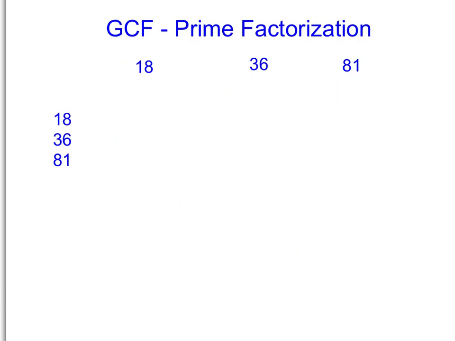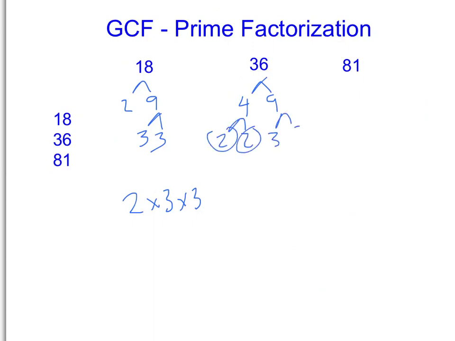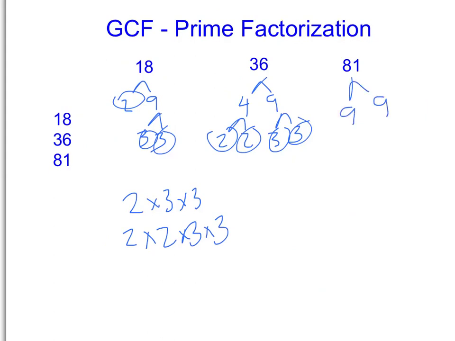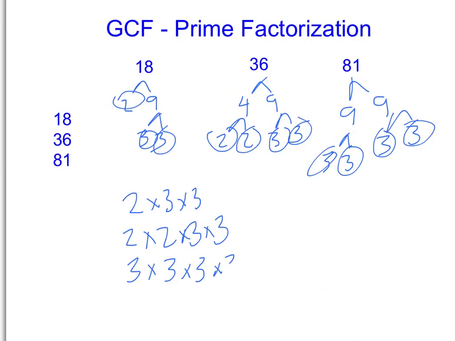Here's 3 numbers, same thing. 2 times 9, 3 times 3. So that's 2 times 3 times 3. Let's do a bigger one. 4 times 9, 2 times 2, and 3 times 3. I forgot to circle my primes over here. Okay, so that's 2 times 2 times 3 times 3, and 9 times 9, 3 times 3, and 3 times 3. So I've got 3 times 3 times 3 times 3.